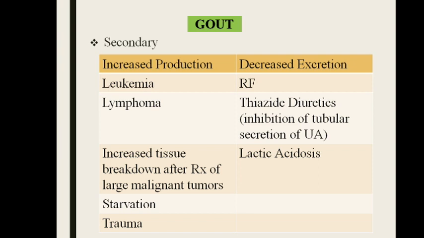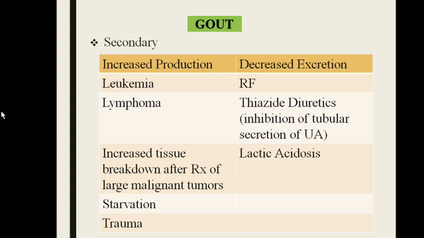And there are a group of drugs called thiazide diuretics, which are employed in the treatment of hypertension, edema, and congestive cardiac failure. In these kinds of patients, what happens? There is an inhibition of tubular secretion of the uric acid, hence the excretion will be hampered, and thus accounting for the increased uric acid levels.